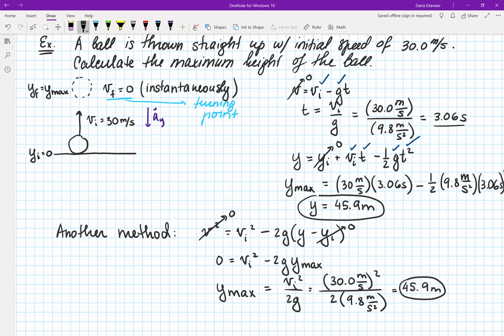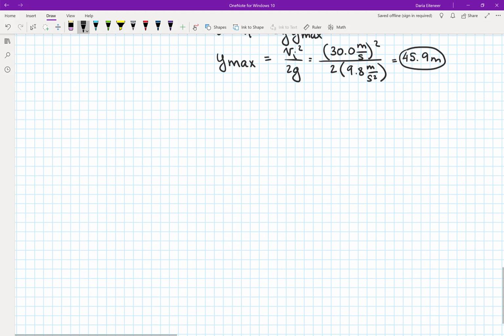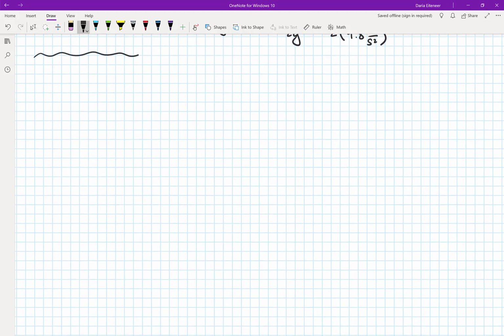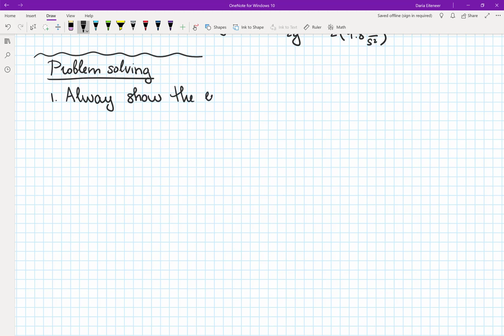Another reason that I did this problem is because I wanted to demonstrate the problem-solving method to you. So let's write a couple of pointers on that. So number one, always show the equation or equations that you're using to solve the problem.